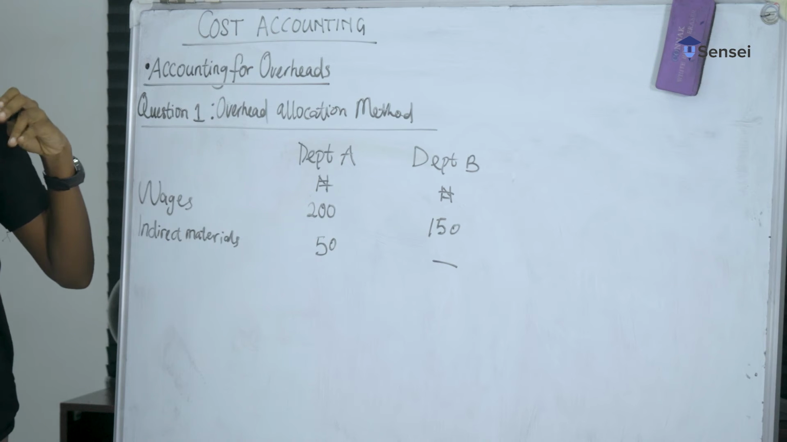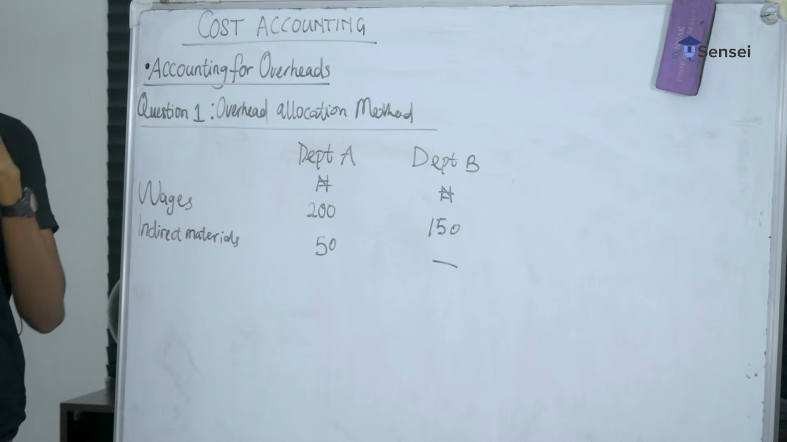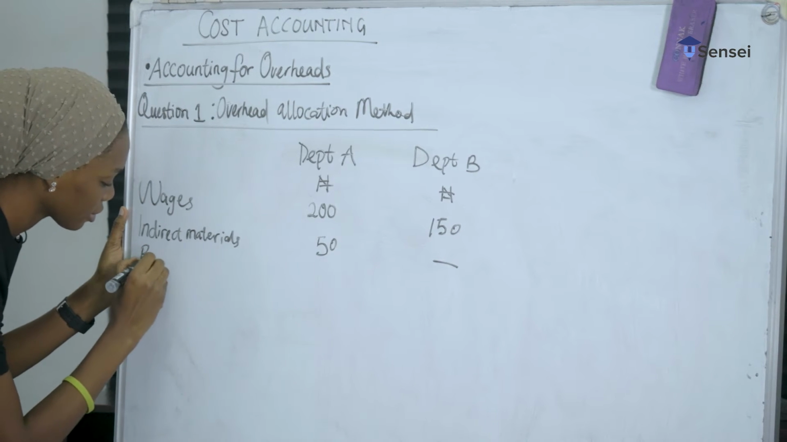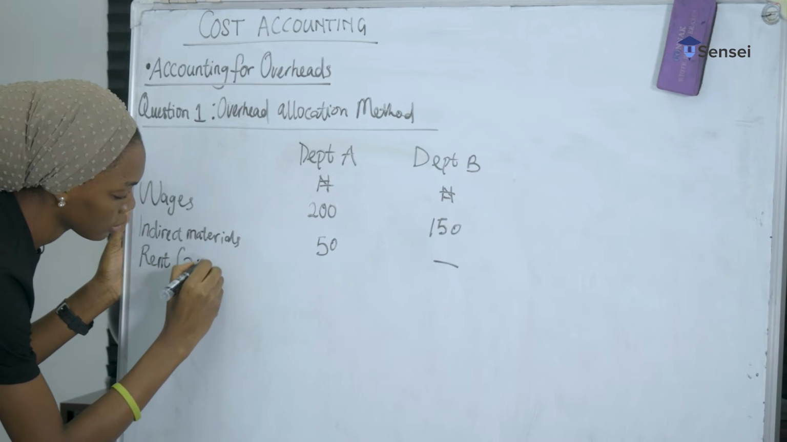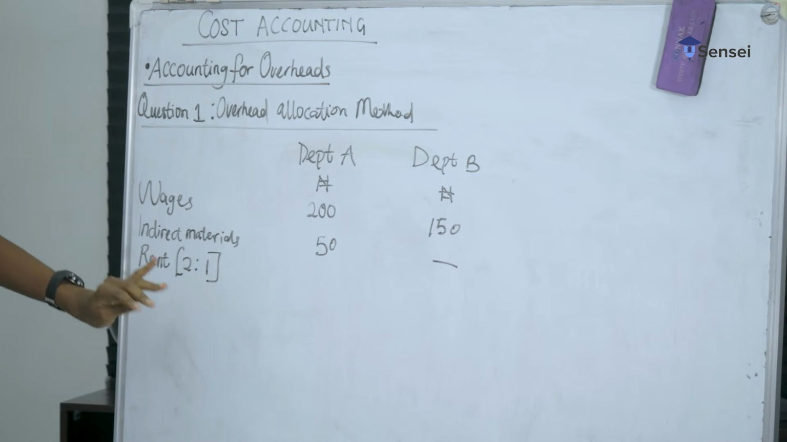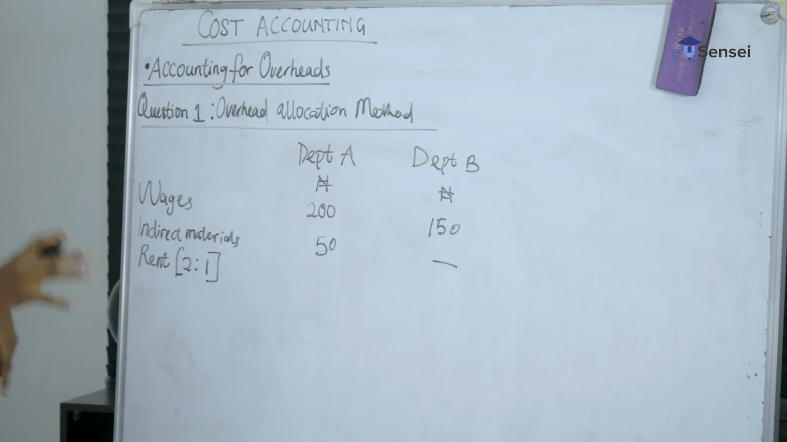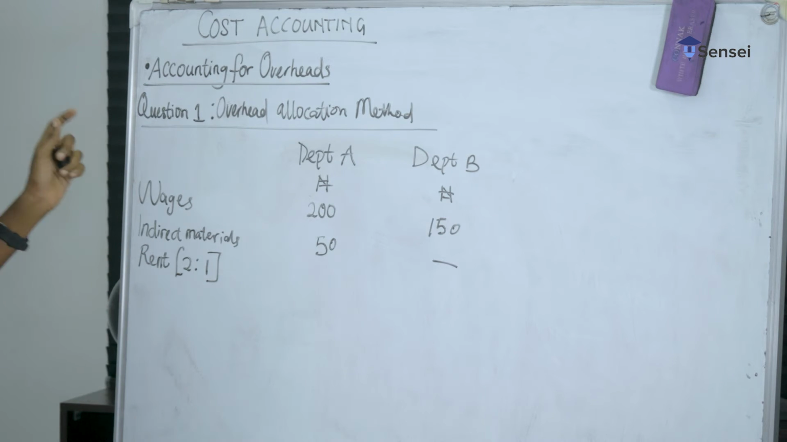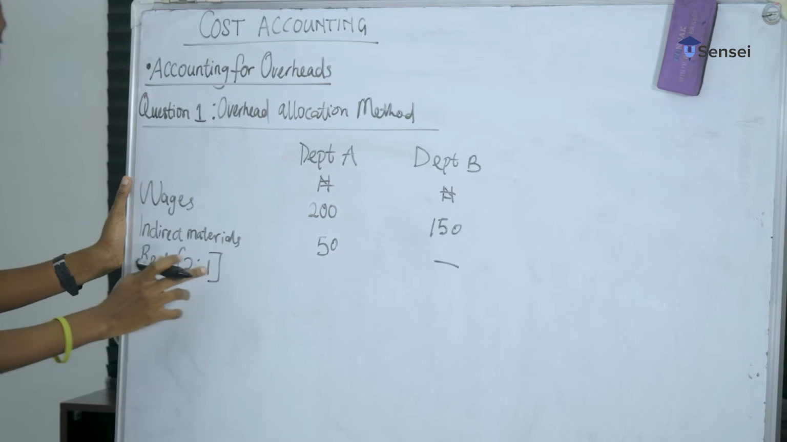The third item there is the rents incurred by both Department A and Department B, which is to be shared in ratio 2:1. So move down to the rents to be shared in ratio 2:1. Going back to sharing using ratios, in order to allocate costs to cost centers or departments using ratios, the first thing we have to do is to sum up the ratios given. So the addition of 2 and 1 is 3.